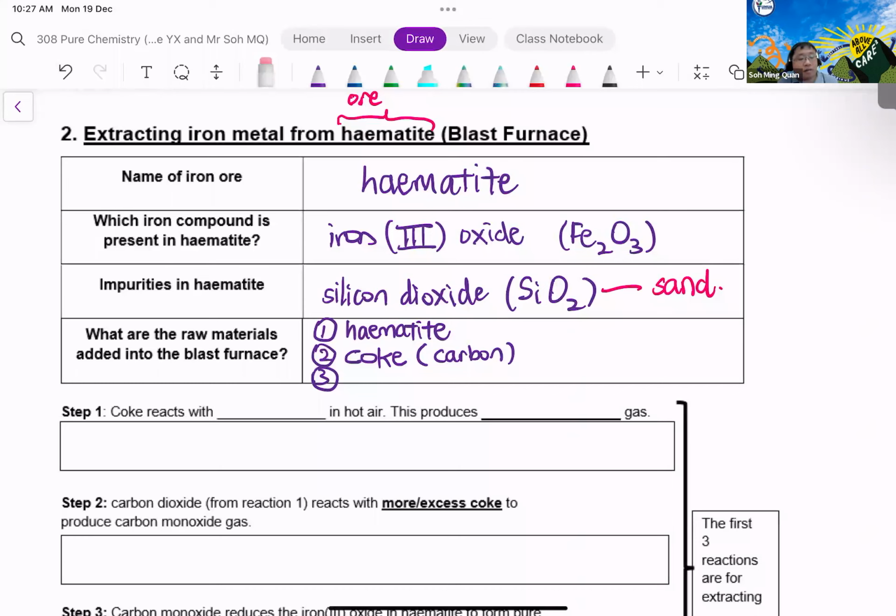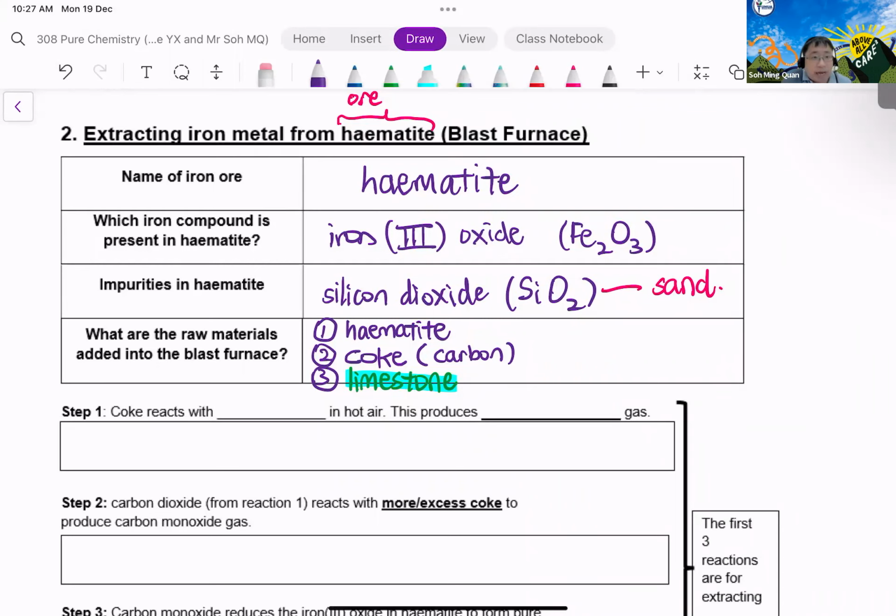Okay, the last raw material, important, limestone. And we will talk about limestone in a short while later on. Okay? What is the purpose of adding limestone into the blast furnace? So we'll leave it first. Later, we will come back to this. But these are the three raw materials that you add into the blast furnace: hematite, coke, limestone.